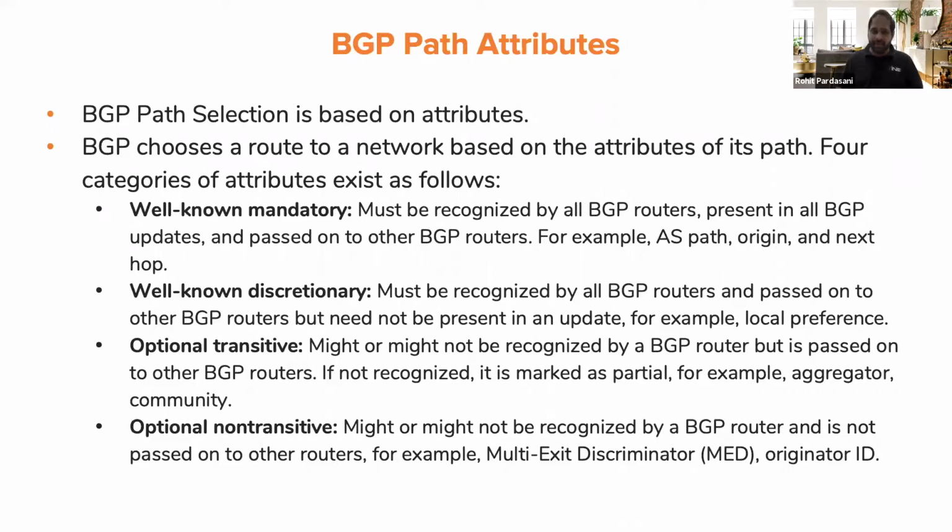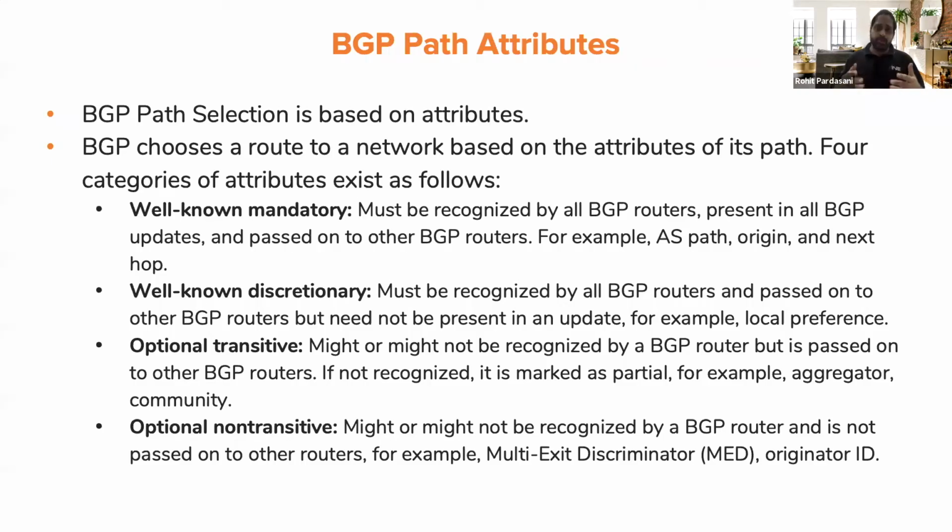Mandatory basically means that it must be present in the BGP update. It has to be present. If that attribute is not present in the BGP update, then that update is basically discarded. So well-known mandatory means it must be present in the update, and all BGP implementations would understand that. When I use the word well-known discretionary, it basically means that it may be present, it may not be present in the update. If it is present, then all BGP implementations would understand that.